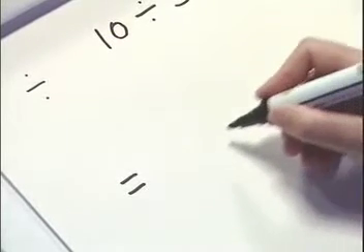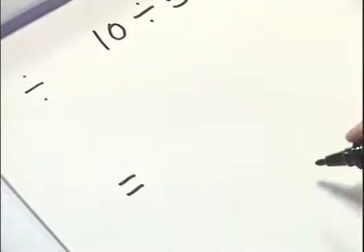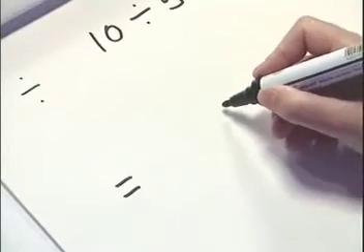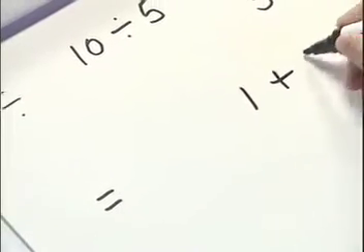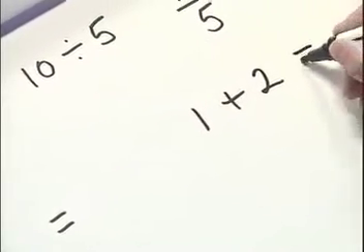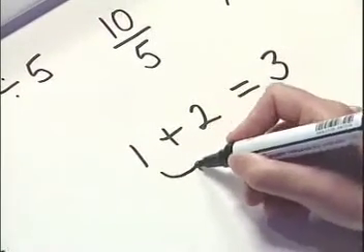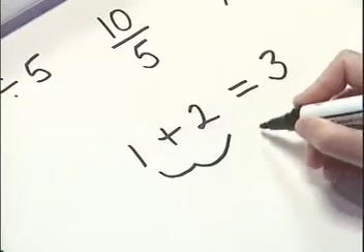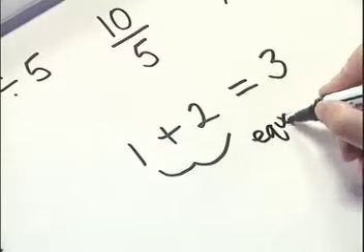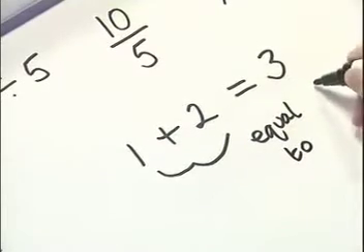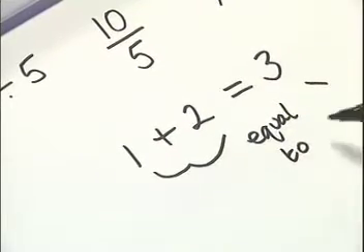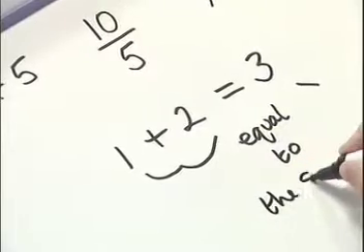Another very common symbol that we use all the time without thinking is the equals sign. Again, it doesn't mean anything on its own. We need it in some form of context. So if we have the sum 1 plus 2 equals 3, what we're saying is whatever we have on this side is exactly equal to whatever we have on this side, or it's the same as.